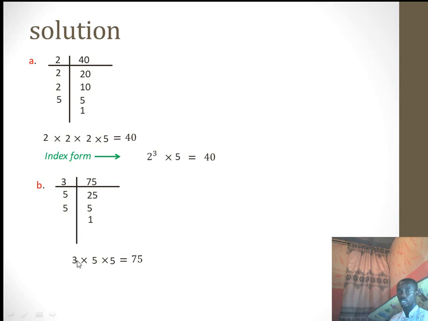So this is our answer, 3 multiplied by 5 multiplied by 5. Now in index form, it's going to be 3 multiplied by, we have 5 appearing 2 times. That is going to be 3 multiplied by 5 raised to the power of 2. So everything is still equal to 75. So this is our answer in index form. Understood?